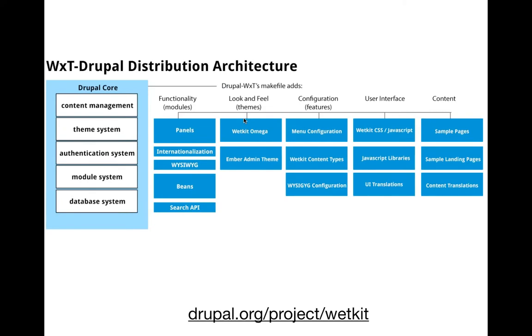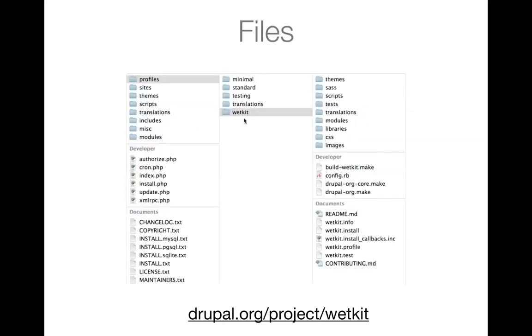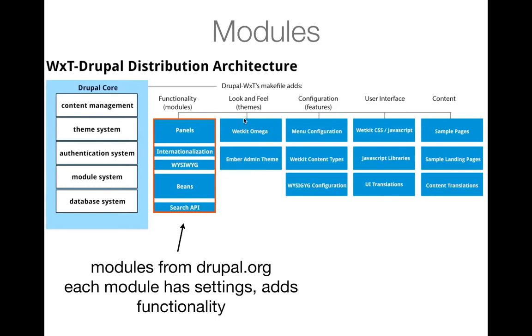And then the final category I have here is content. When you're installing this distribution, there's a checkbox to choose to install the sample content, which is usually a good idea if you're doing this for the first time, because then you'll have something to look at when you're browsing through the website. So you have some sample pages there. You have sample landing pages, like that home page I was showing you. That's just a sample of what the home page could look like.